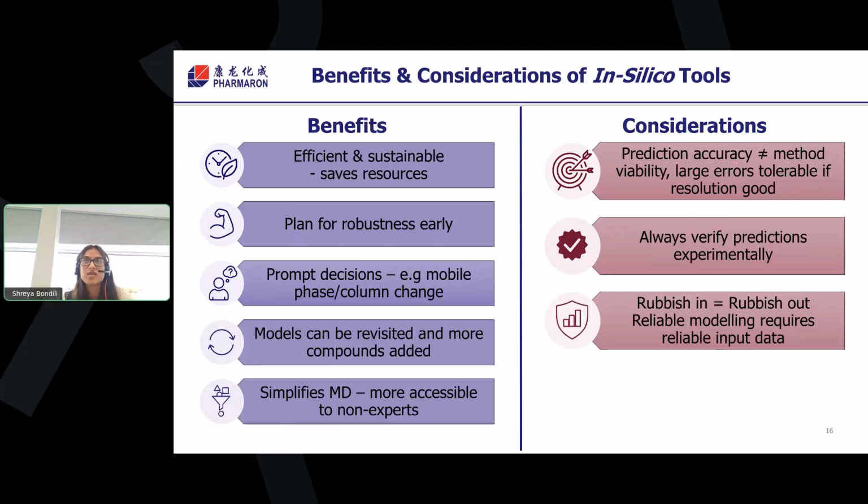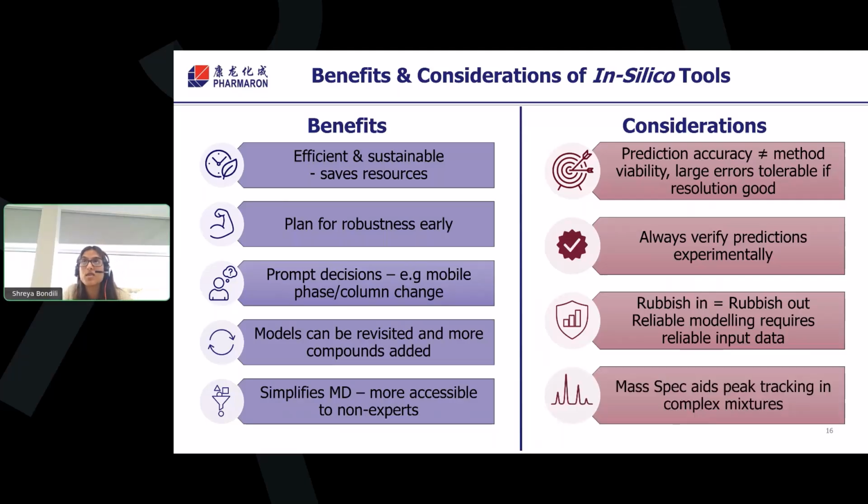Reliable modeling requires reliable input data. If you give it rubbish in, it's going to give you rubbish out. So for example, if you give it non-representative data by running on a bad, degrading column, then you're not going to get representative predictions. And finally, mass spec can be really useful for peak tracking, especially in complex mixtures where elution orders might be significantly impacted by the assessed method conditions.